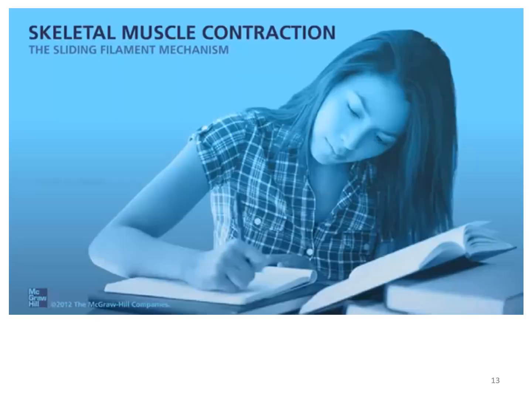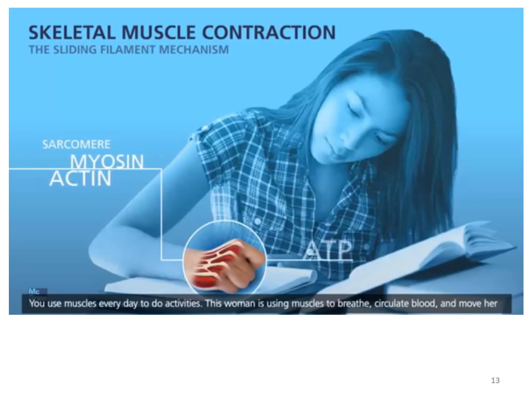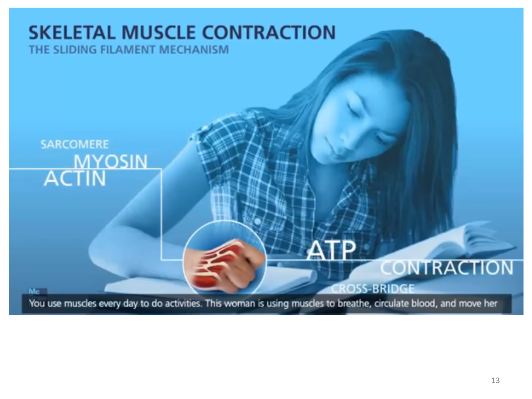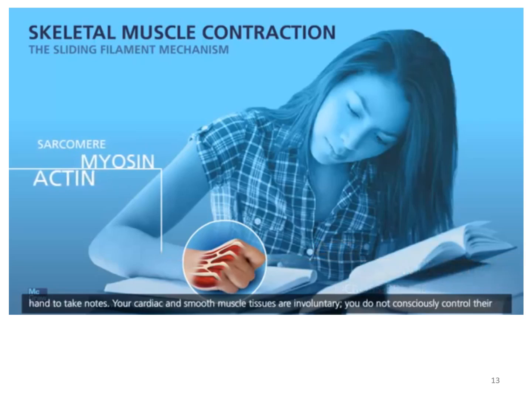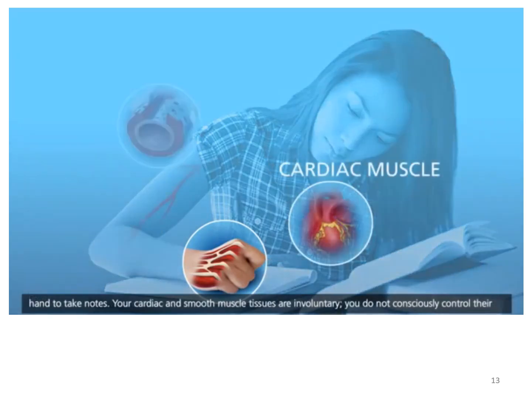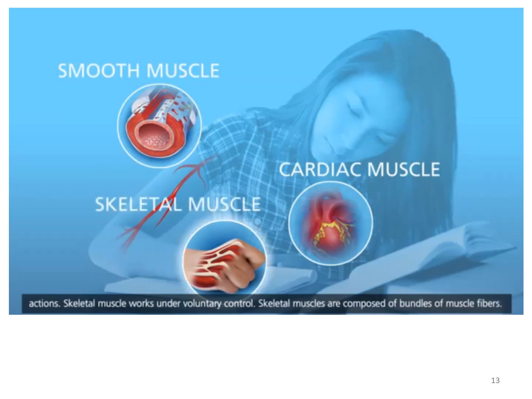This video is about the sliding filament mechanism, which is involved in skeletal muscle contraction. You use muscles every day to do activities. This woman is using muscles to breathe, circulate blood, and move her hand to take notes. Your cardiac and smooth muscle tissues are involuntary. You do not consciously control their actions. Skeletal muscle works under voluntary control.